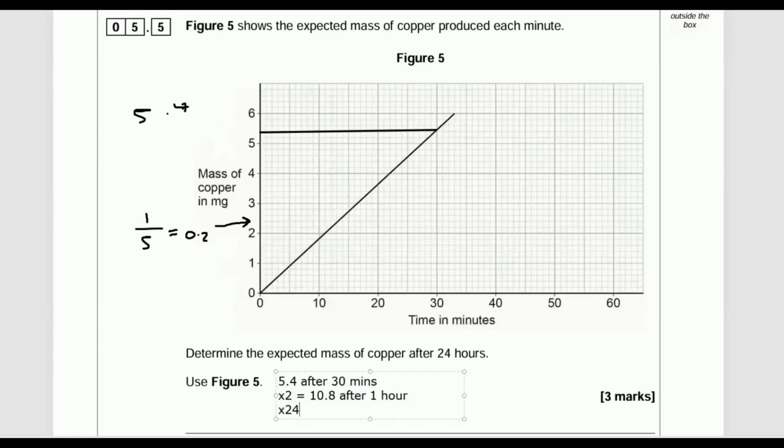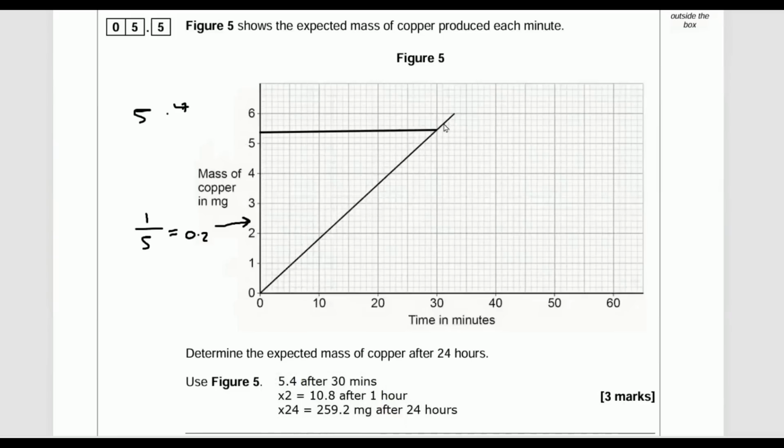And that equals 259.2. And that is grams. No, it's not. It's mg, milligrams. Determine the expected mass of copper after 24 hours. Okay, so hopefully that makes sense.